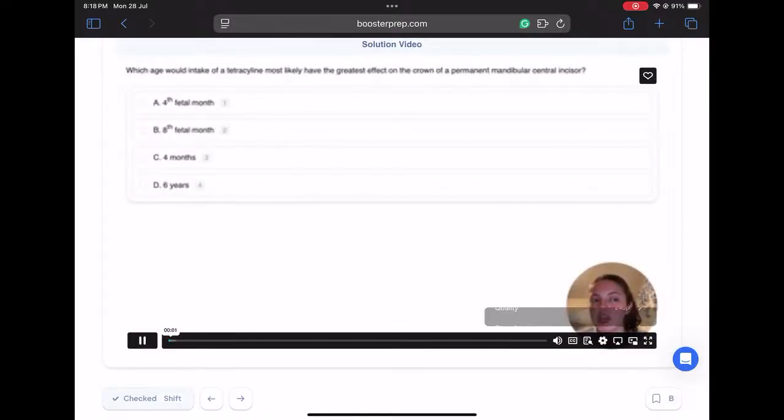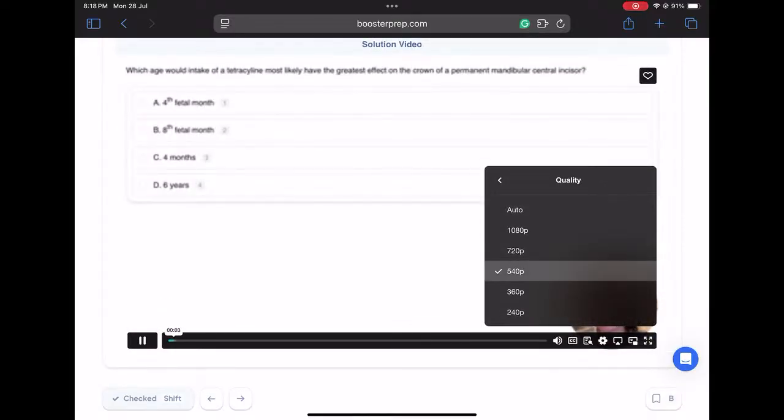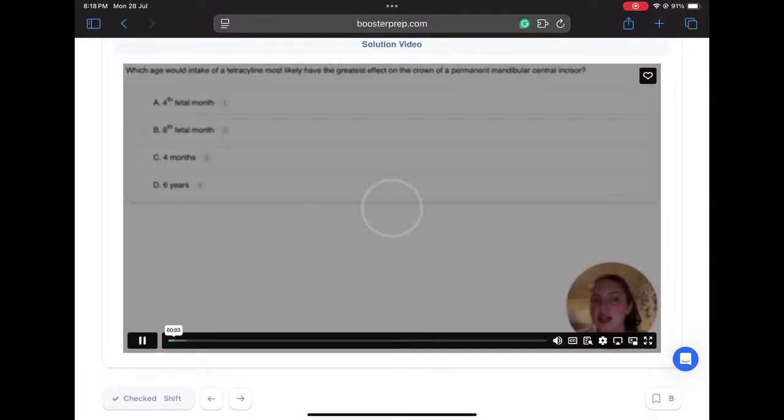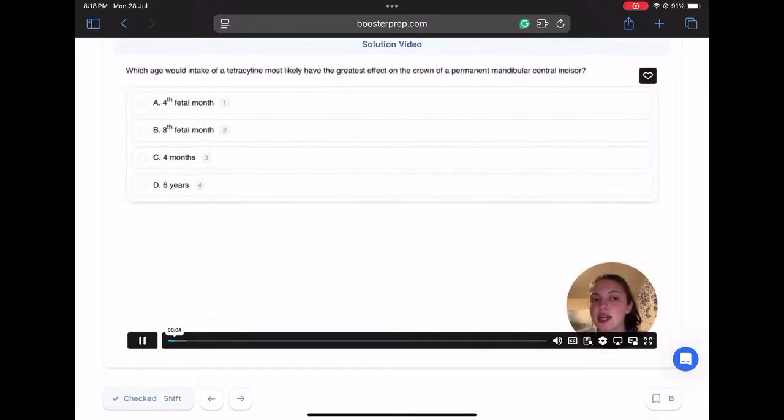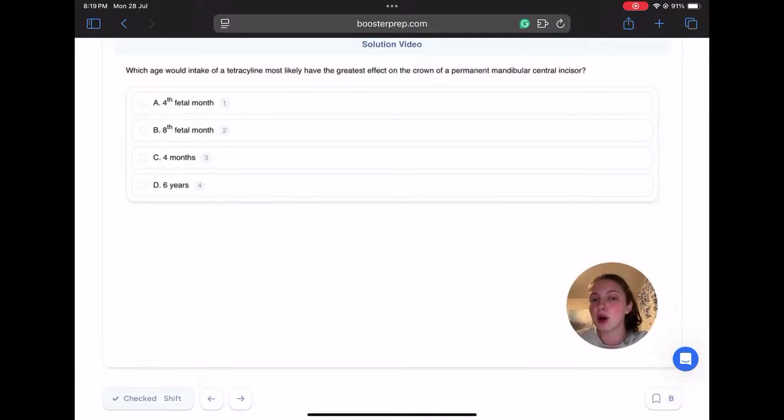This question is asking which age would intake of a tetracycline most likely have the greatest effect on the crown of a permanent mandibular central incisor. This question is kind of a two-step question because it requires us to know what effect tetracycline has on developing teeth and when this effect occurs.